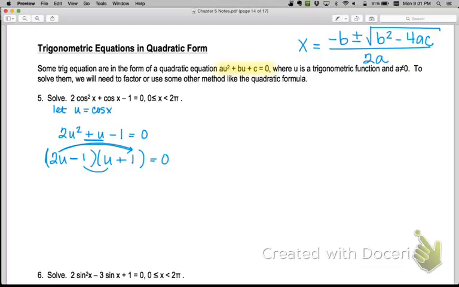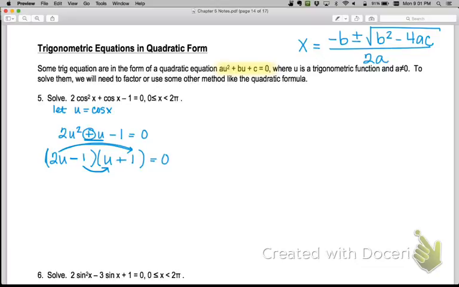2u times 1 would be positive 2u. Then negative 1 times u would be negative 1u. So when I add those together, I get positive u, which is what I wanted. So I'm not going to spend time here on the factoring. If that's what you need, then you're going to need to go back and brush up. I want to focus in on the process here.